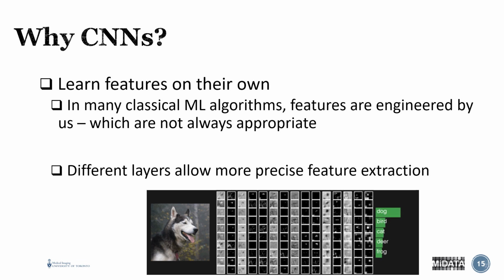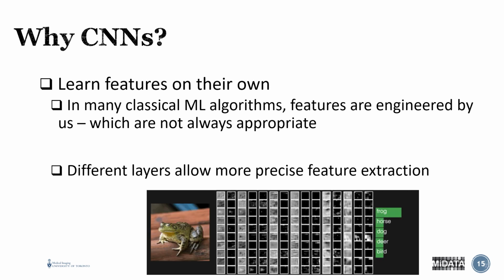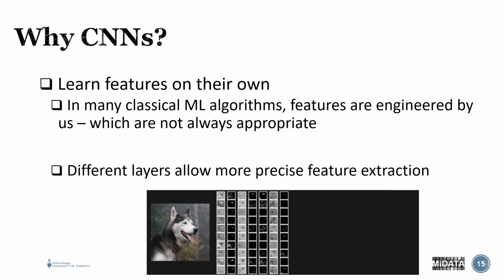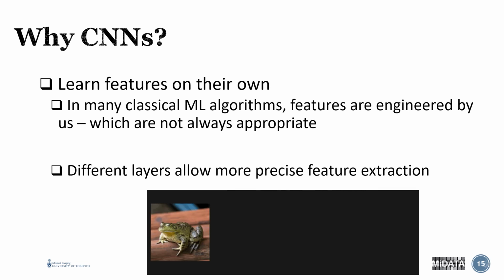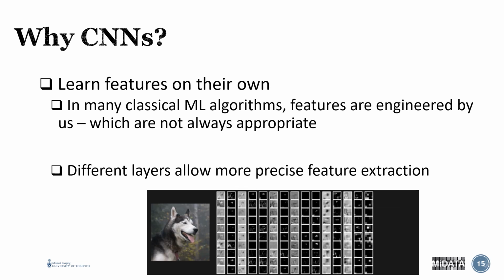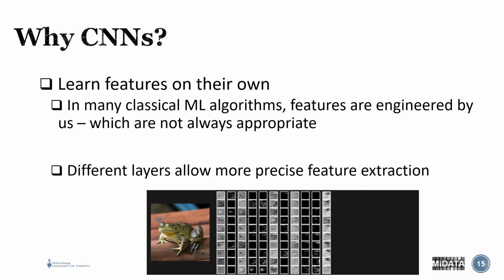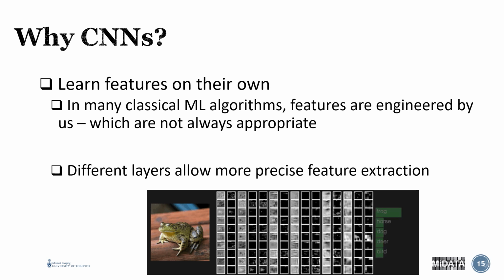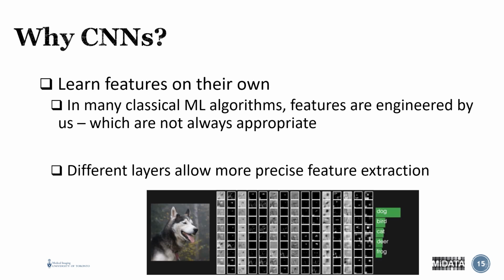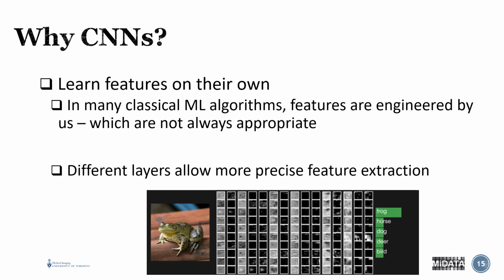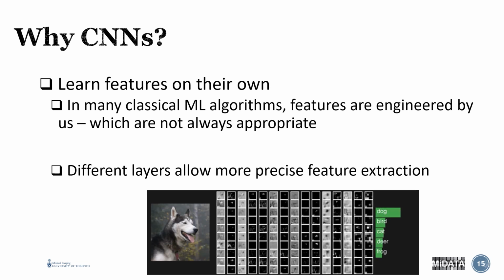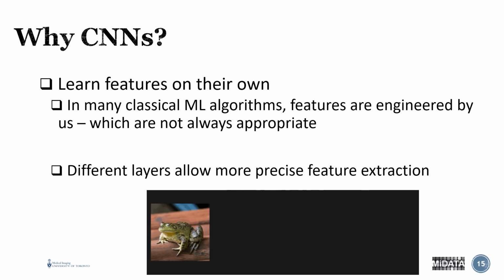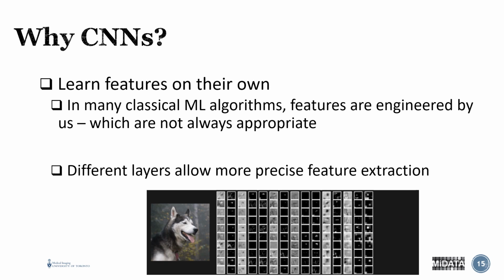So why CNNs? Well, first and foremost, CNNs learn features on their own. In many classical machine learning algorithms, features are engineered by us, and this is not always the best solution. They may not always be appropriate for the model. The different layers allow for more precise feature extraction. There can be many layers and many features, and so this gives the algorithm flexibility in order to select the best solution.